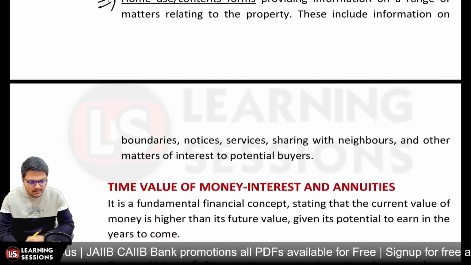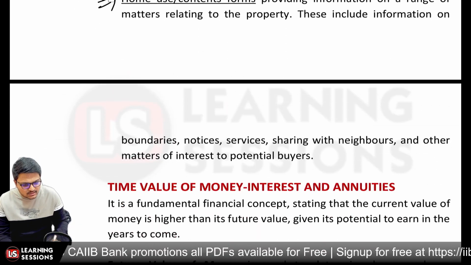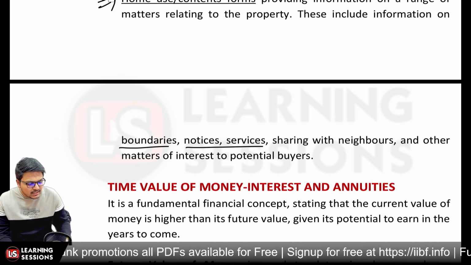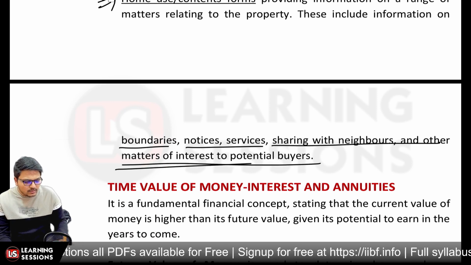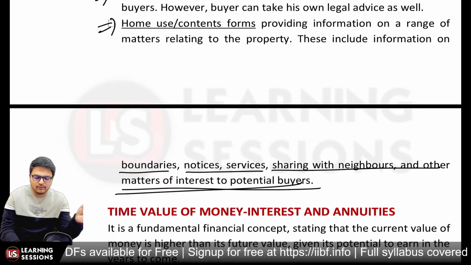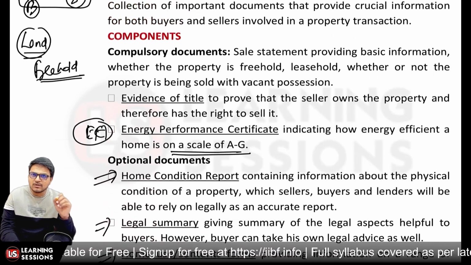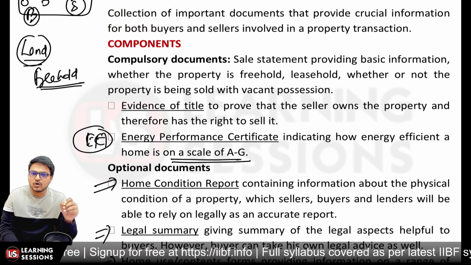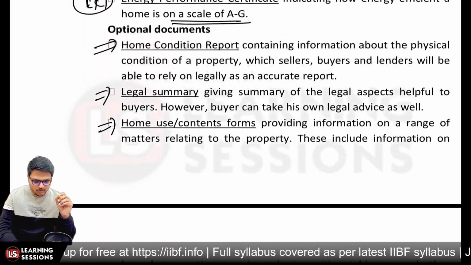Information related to the boundaries of the property and any notices may be included, along with details of services and sharing with the neighbors. So it may also help potential buyers. If we're talking about the information pack, there are two types of components: one is compulsory documents and the other is optional documents, right?